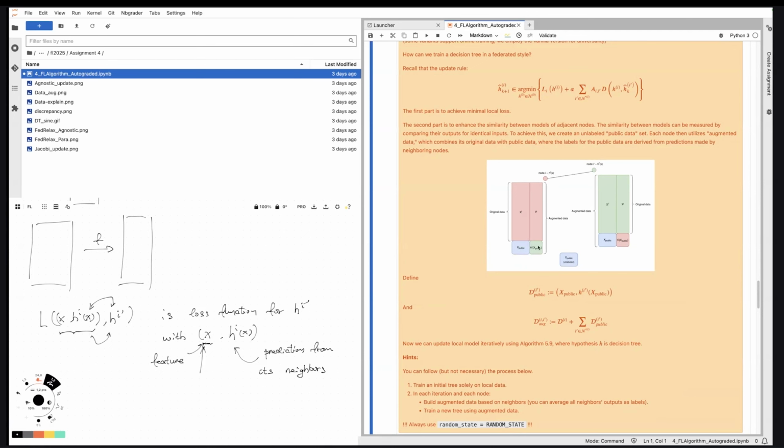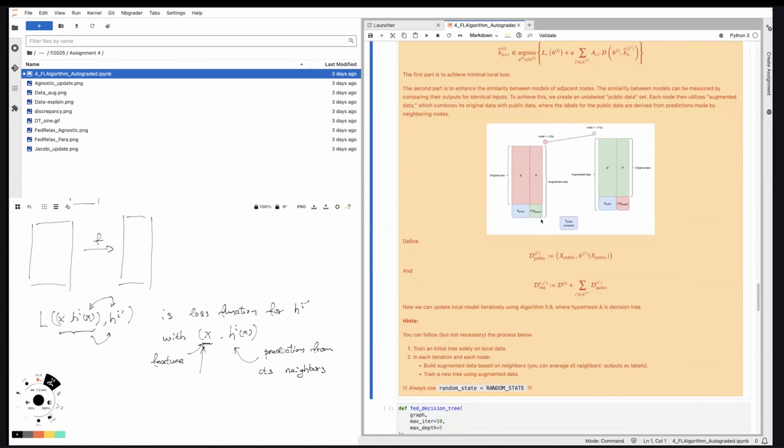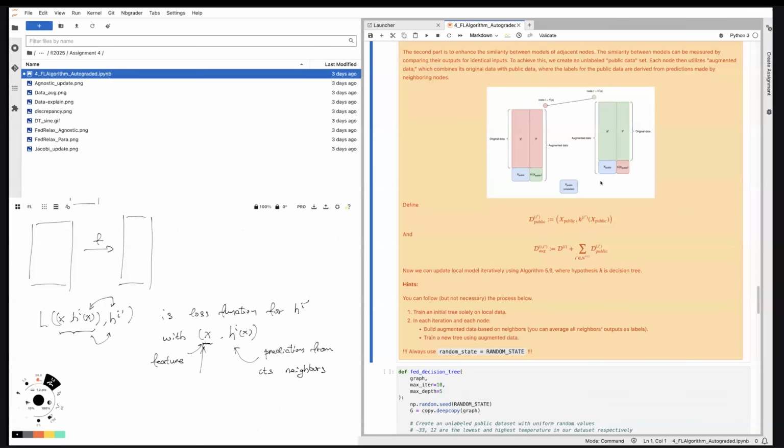And this is the new data for node i. And we combine this new data with the original data. We have this augmented dataset. And we use this augmented dataset to train node i. And because we also have some information from its neighbor, which is labeled here, in this way we can compare the model for node i and node i'.